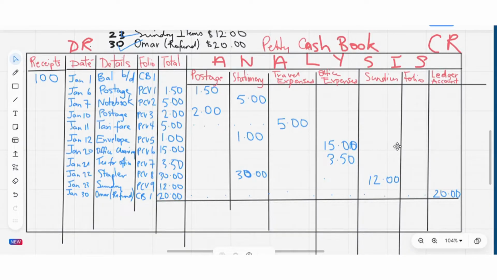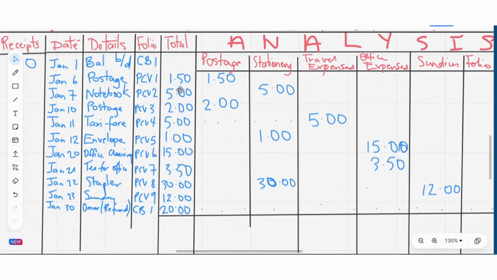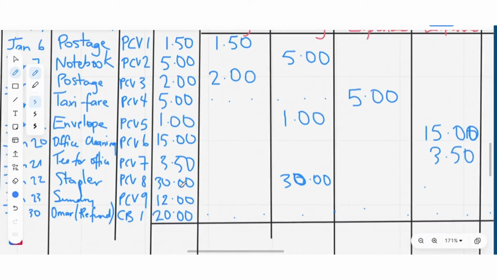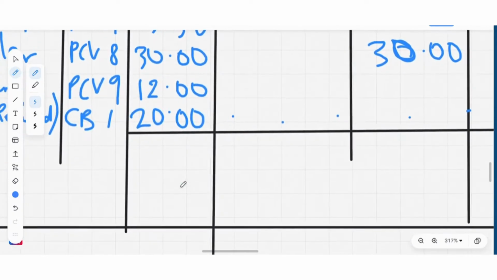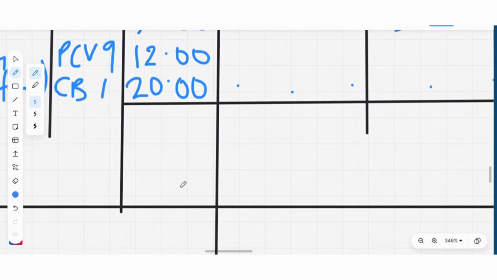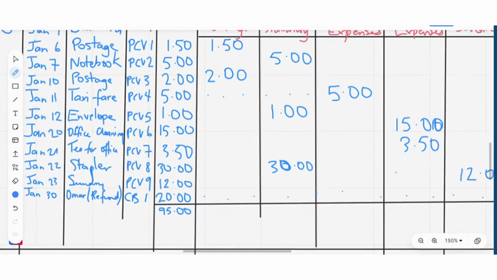Now after that, you need to find the totals. Now when you find the total in the total column here, when I add up everything here, I got $95. That simply means that I spent out of the $100, $95 in cash from the petty cash in the petty cash book. $95. Then now I'm going to add the totals in each of these analysis columns.